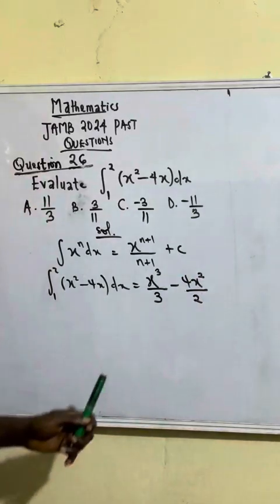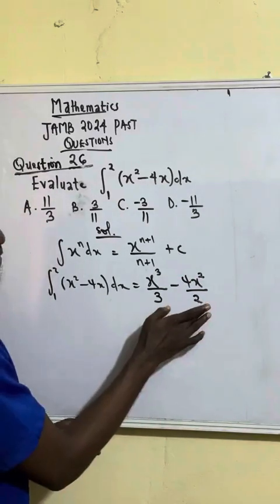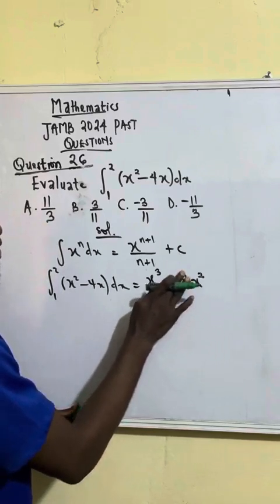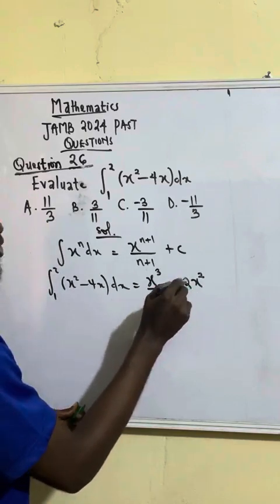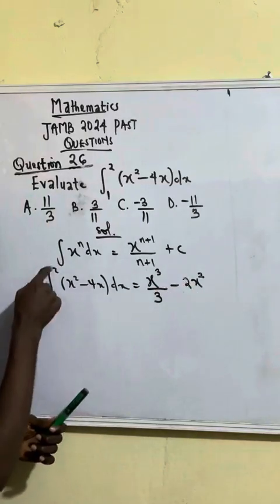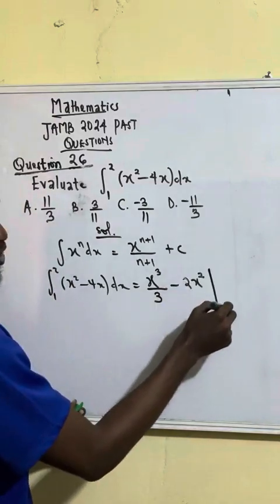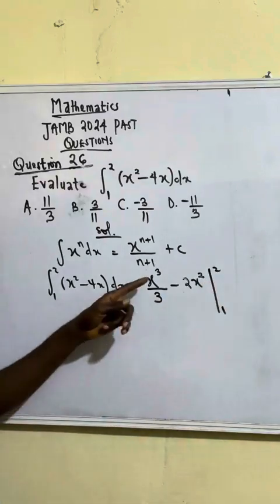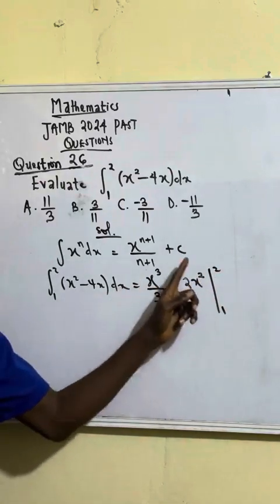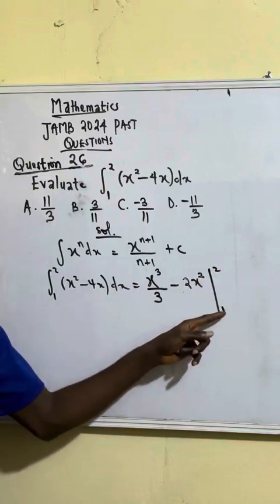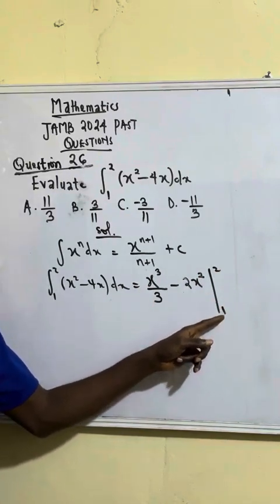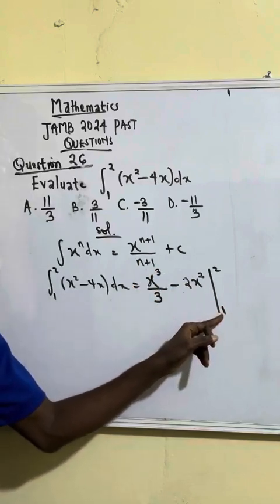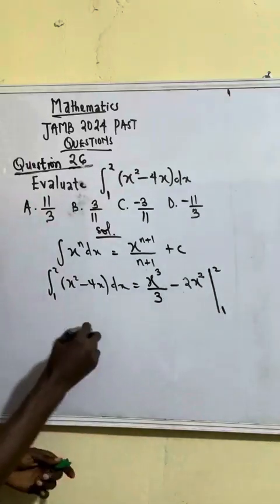Instead of writing it like this, since 4 can reduce by these 2, I can just have 4 divided by 2, that will just give me 2. But don't forget that this is a definite integral, running from 1 to 2. So I can put it like this, running from 1 to 2. Now the essence of this is that I will substitute 2 inside this function, get my result, and subtract. Then I will substitute 1 inside this function again, then subtract the substitution of 1 from the substitution of 2.